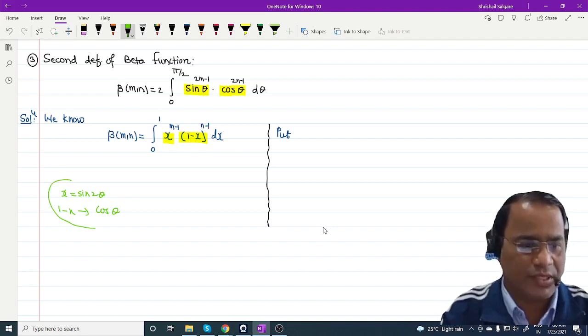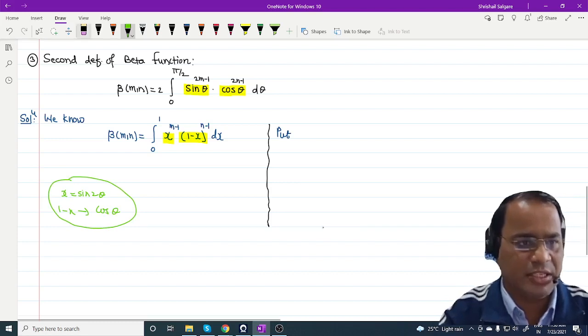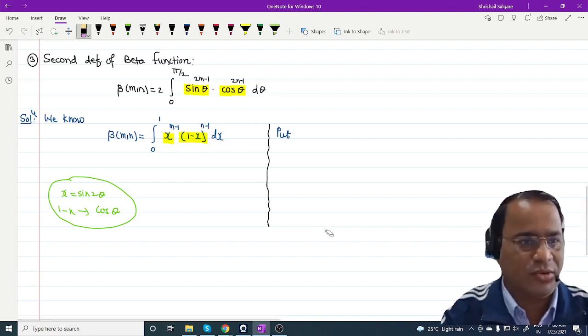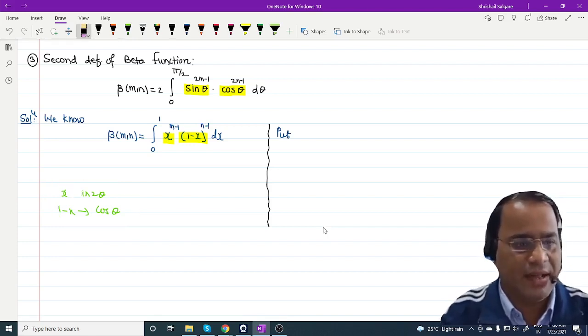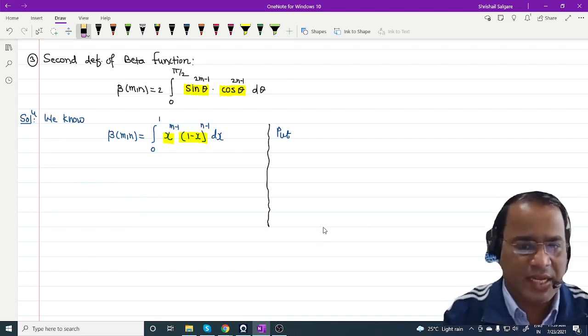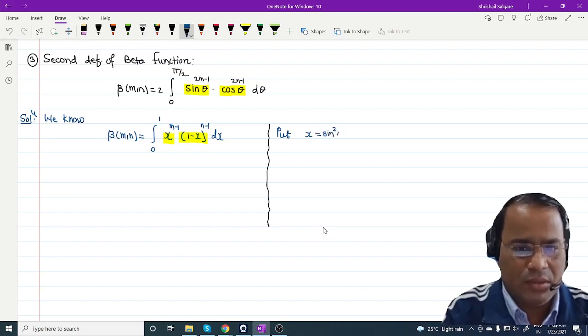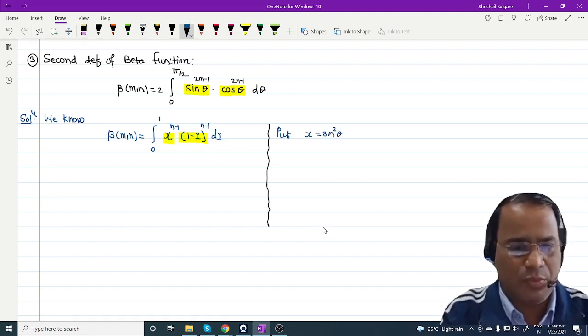It does not work. Any other suggestion? Equal to sine square theta. Yes, very good. You have to put x is equal to sine square theta. You have that identity, 1 minus sine square theta. So that's why you have to put x is equal to sine square or cos square. Both work. So put x is equal to sine square theta. Then what is your dx?